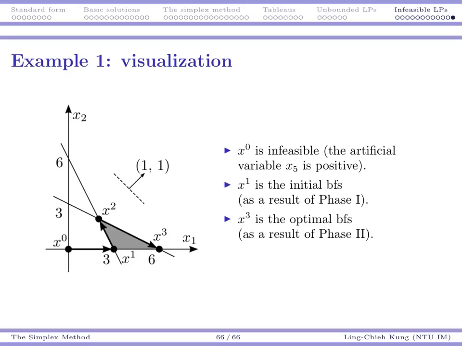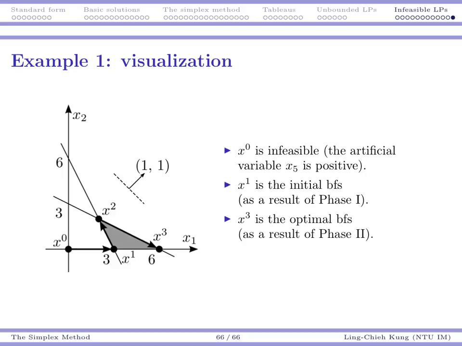and x2 and x4 are 0. If we look at the graph, initially x1 and x2 are both 0. And then after one iteration in phase 1, we would move to (3, 0). Now please go back to double check. We move to (3, 0). That's the moment that we hit the feasible region. So x0 originally is infeasible, but then x1 is the initial basic feasible solution as a result of phase 1. And then we do one more iteration to get to the end of phase 2, which is an optimal solution.